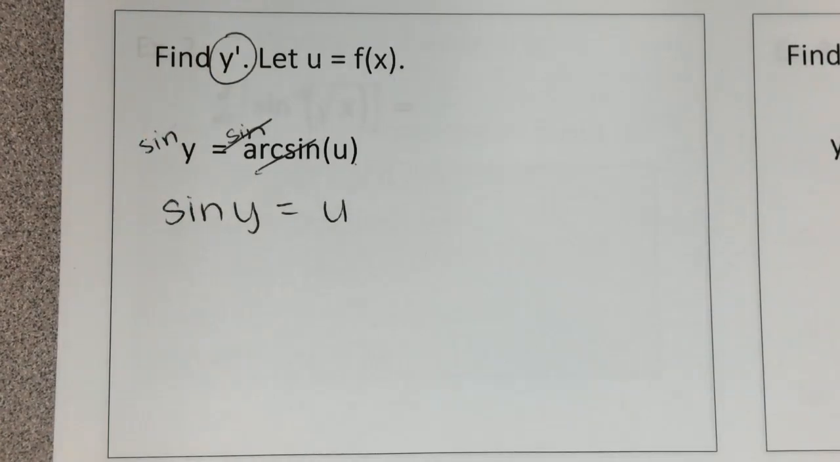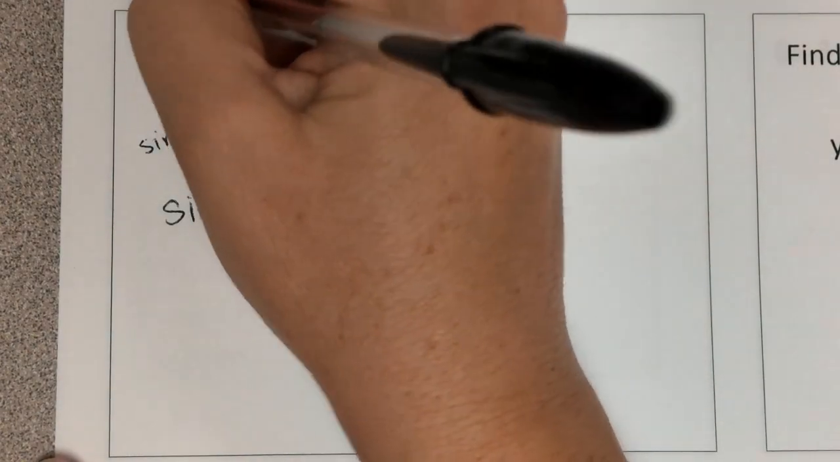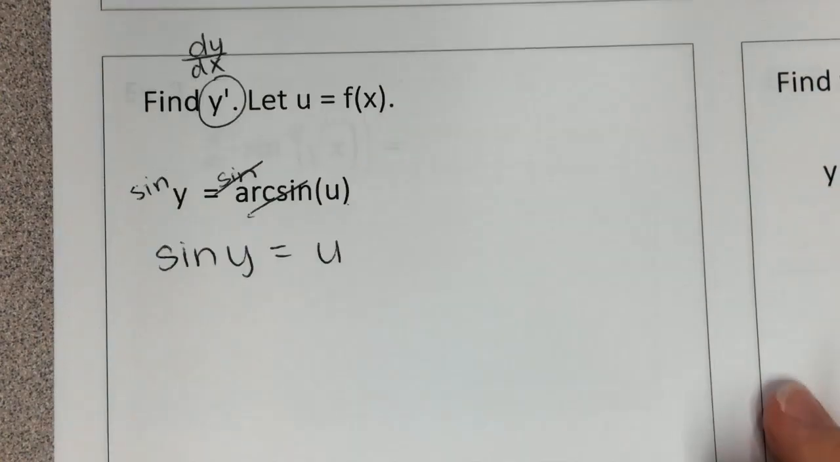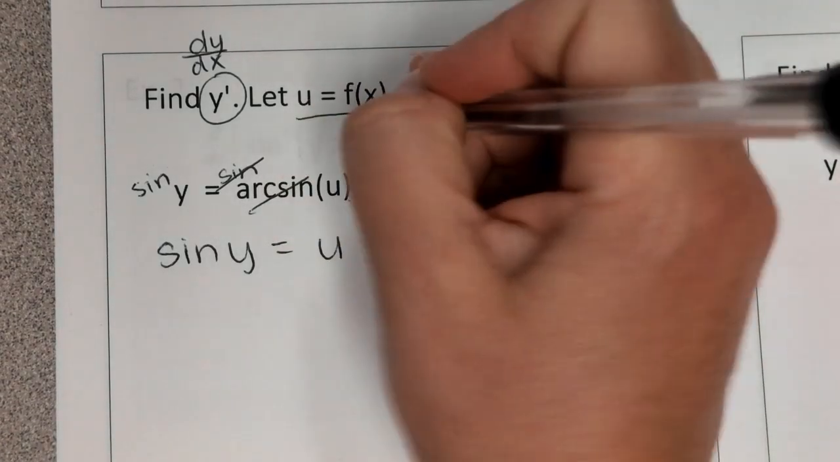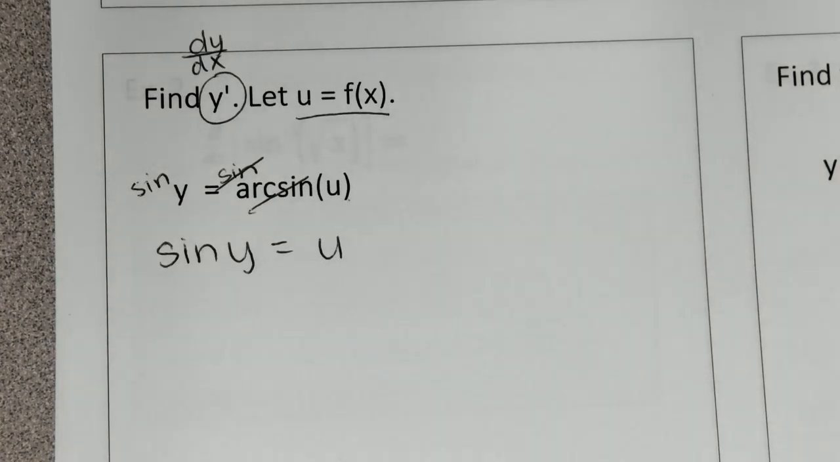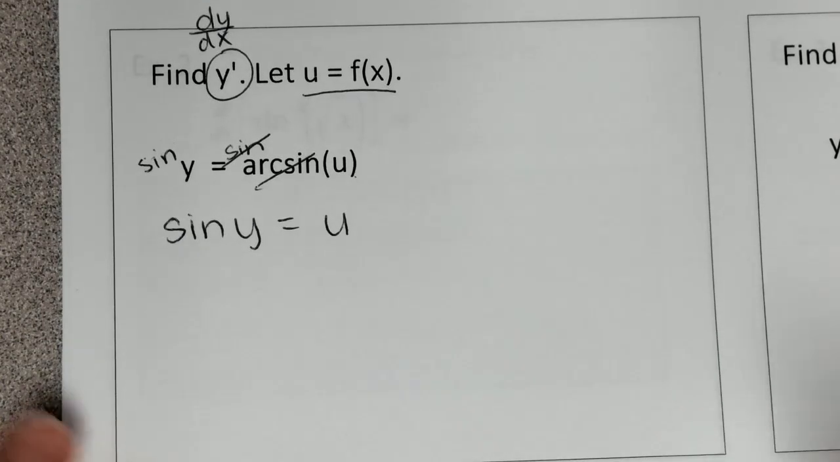It says to find y prime. What does y prime mean? It means dy dx, right? So we're trying to take the derivative of y with respect to x. And in this case, since u is a function of x, you should have u's in your answer, right? Your answer should be in terms of x, or in terms of u in this case.